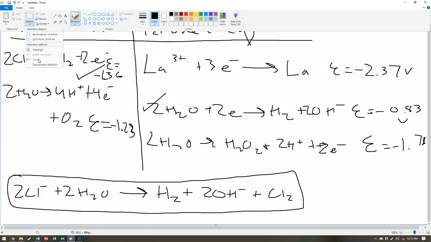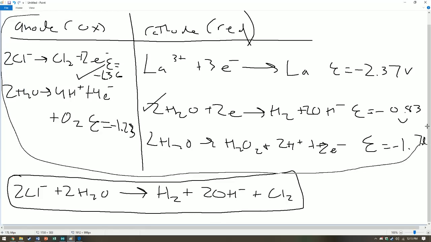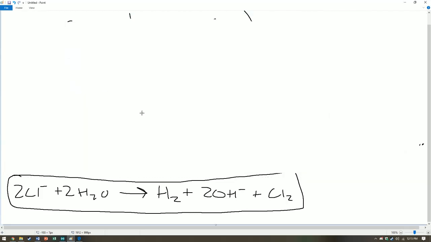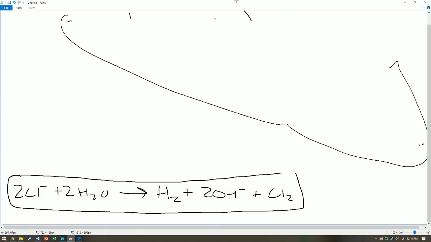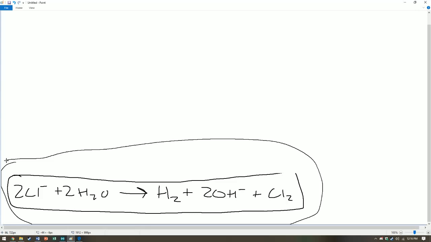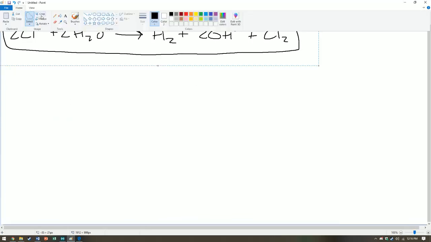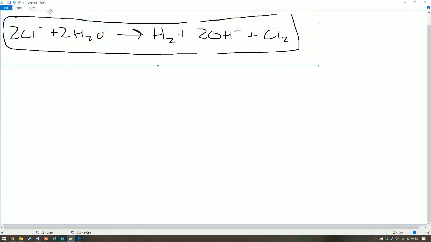Now let me just clean the board up a little bit. We're going to get rid of that. We will get rid of that eventually. So let's move this up top here where I can work. Alright, so that's the answer to the first bit.